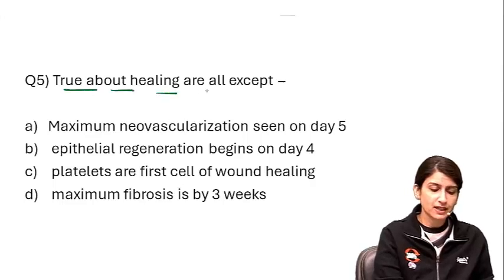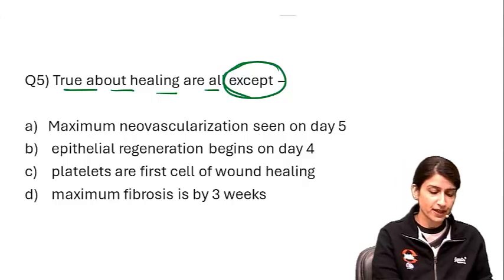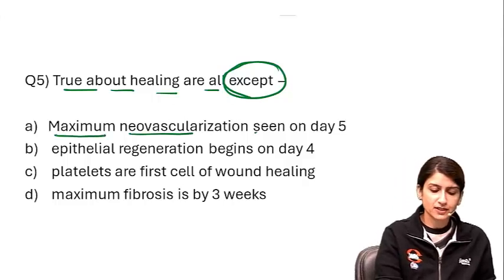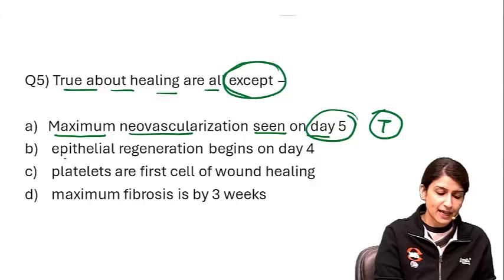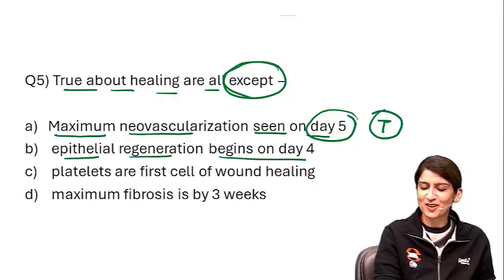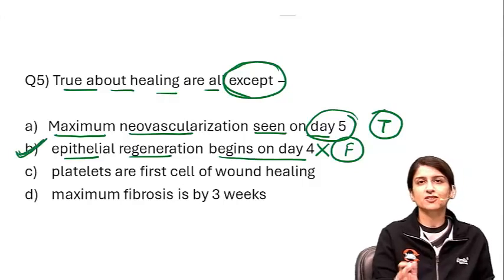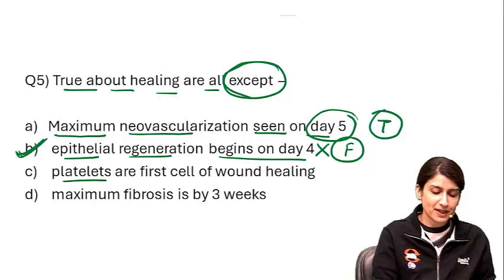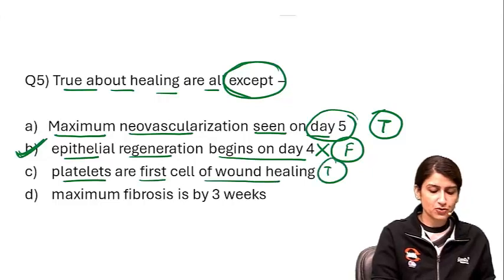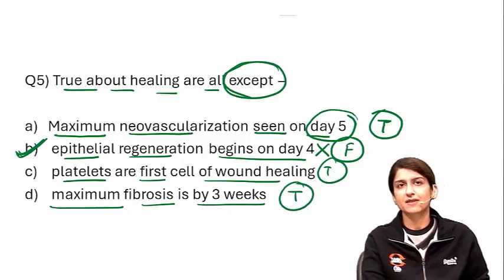True about healing are all except, मुझसे पूछा गया है कौन नहीं है. चलो देखते हैं. Maximum neovascularization is seen on day 5. Absolutely true statement. Epithelial regeneration begins on day 4. No, that is a false statement because it begins within 24 to 48 hours. और सबसे ज़्यादा कब होती है? 5th day पे, right? But let's see the rest of the options. Platelets are first cell of wound healing. Absolutely true. Maximum fibrosis is by 3 weeks. Absolutely true. So here my correct answer is option B.